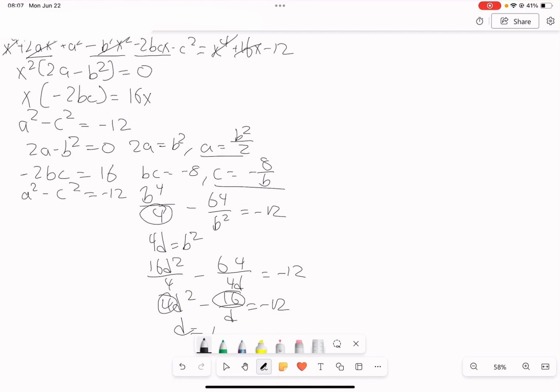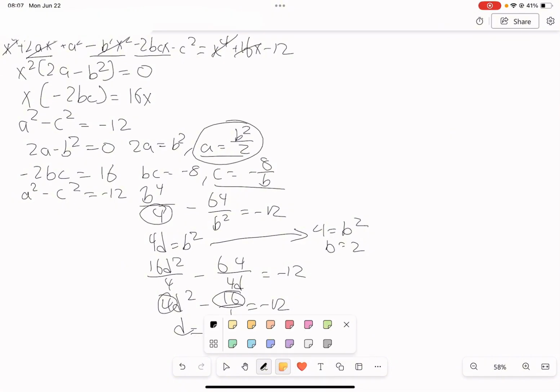There could be more solutions, but we won't bother exploring for that. Now we can substitute back into this. 4 equals b squared, which means b equals 2. Technically, it's plus minus 2, but here the plus minus doesn't end up mattering. So let's just run with b equals 2. From here, we plug this into this, and we get a also equals 2. And then we can also plug this into here to get c equals negative 4.